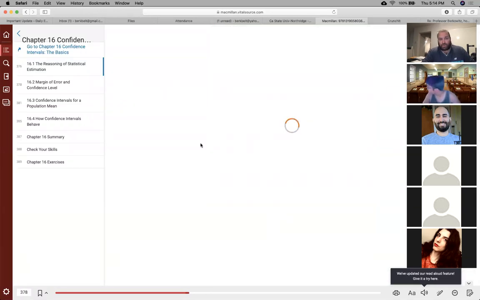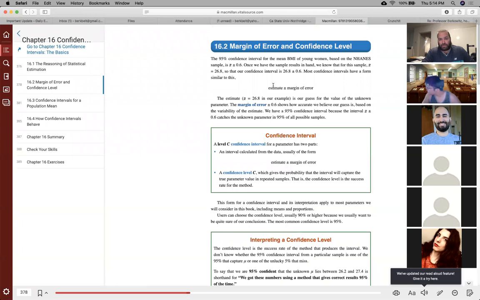So 16.2. This is the general look of every confidence interval that we are going to be dealing with. They will always be your estimate plus or minus your margin of error. Every confidence interval that we develop, and we will have 8 or 9 of them, every confidence interval will have the shape estimate plus or minus the margin of error.